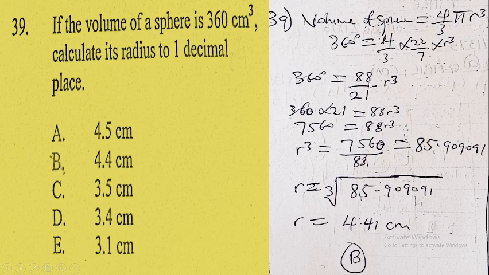4 times 22 gives us 88, 3 times 7 gives us 21. Then from there, we can cross multiply. 360 times 21 equals 88 r cube. Divide both sides by 88, that will give us 85.909091. Then you can find the cube root of both sides, and that will give us the value of our r. So r will be 4.41 centimeter. Because now we need to take it to one decimal place, that will give us 4.4 centimeter. So option B is the correct option there as well.